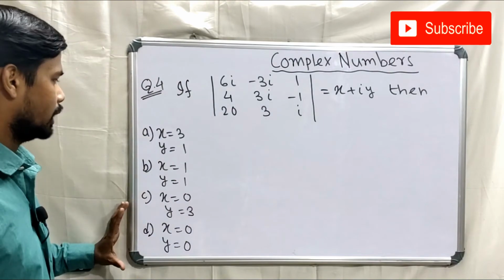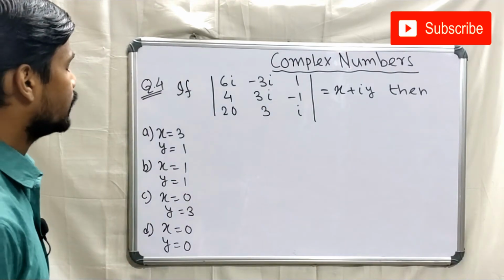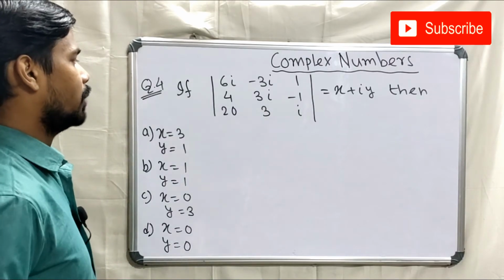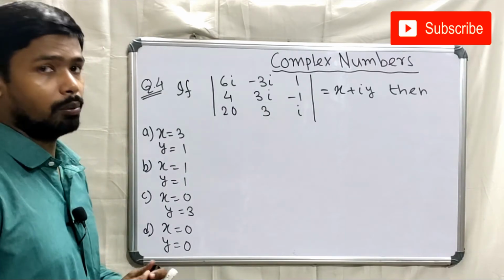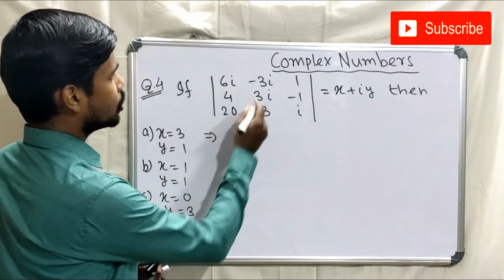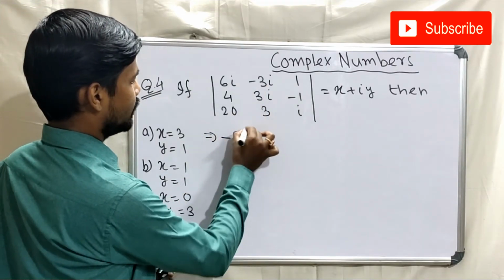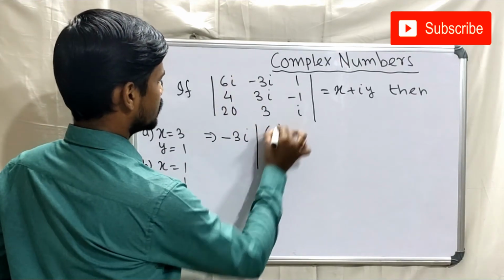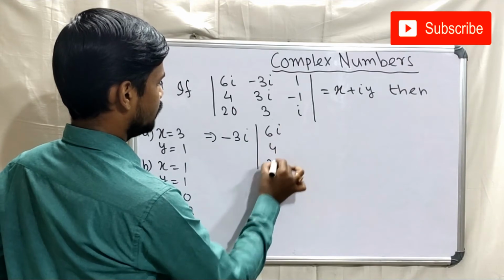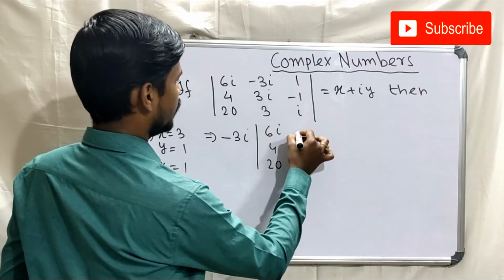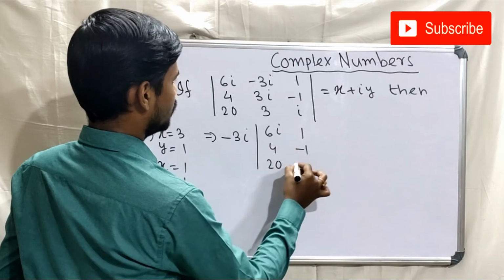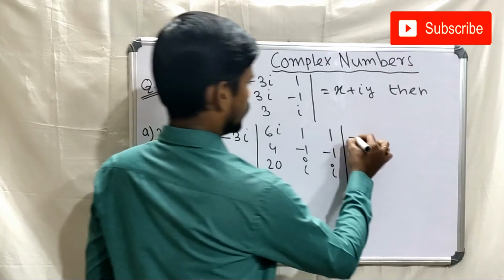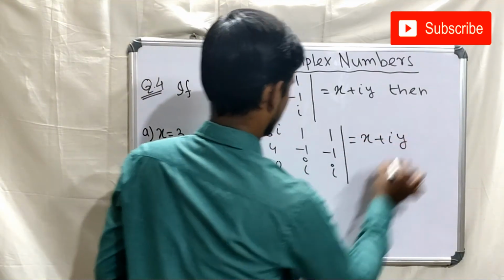Look at the options. Simply we are going to solve this determinant. We are going to apply the properties of determinant in this problem. So if we take common minus 3i from the second column, then this will be 6i. First and third column remain unchanged, and this will be 1 minus 1i, equals x plus iy.